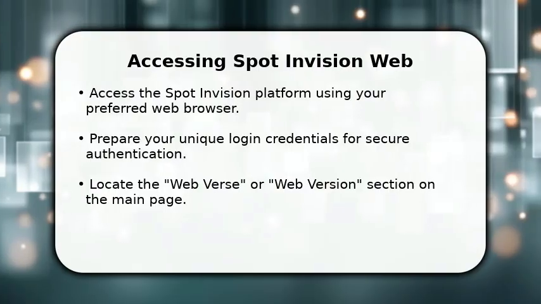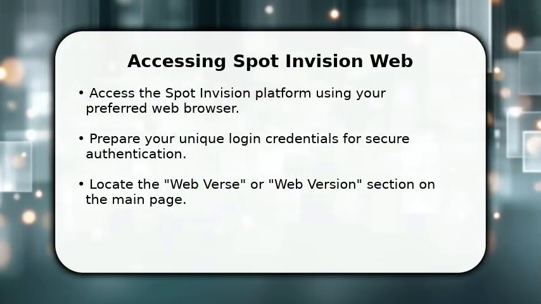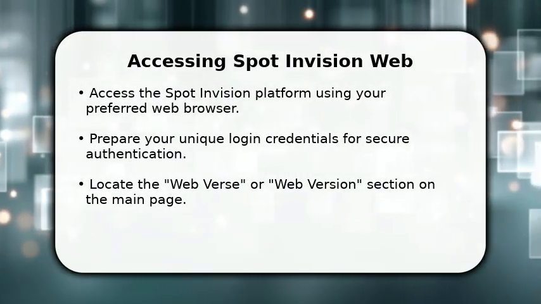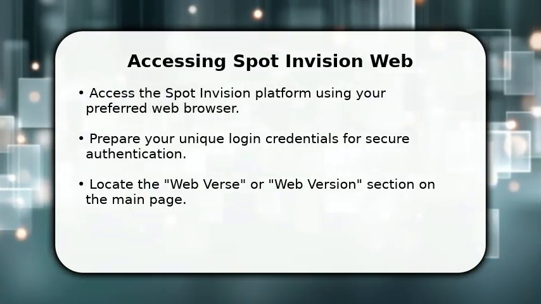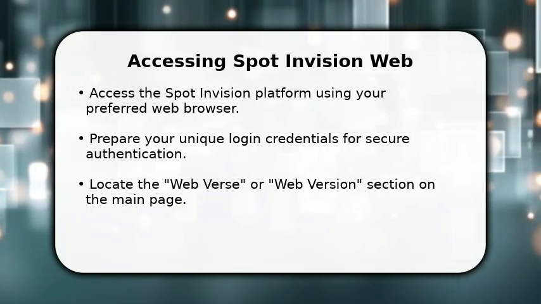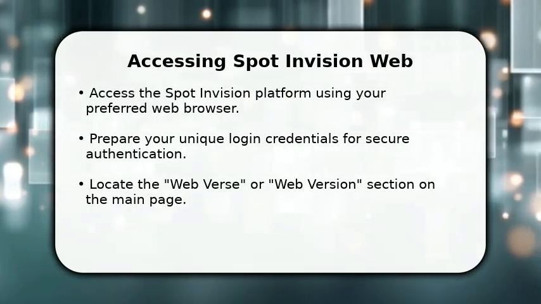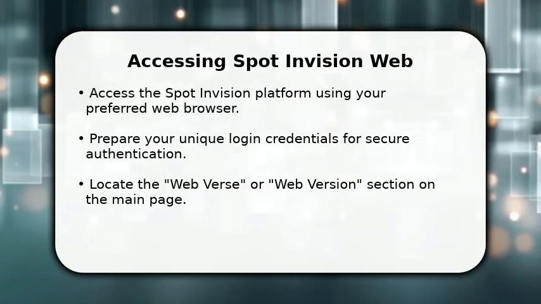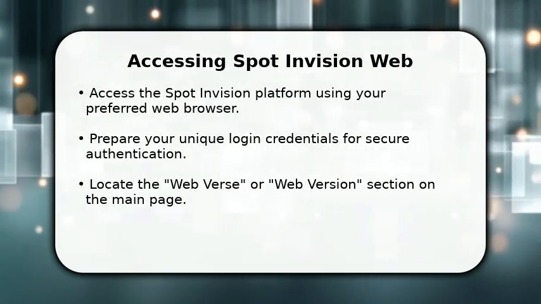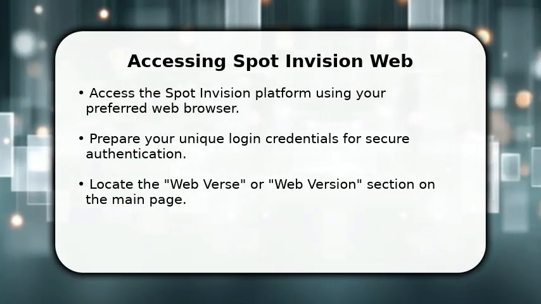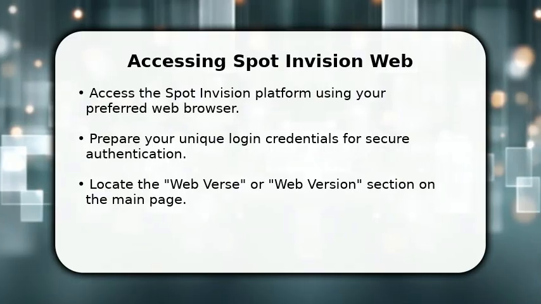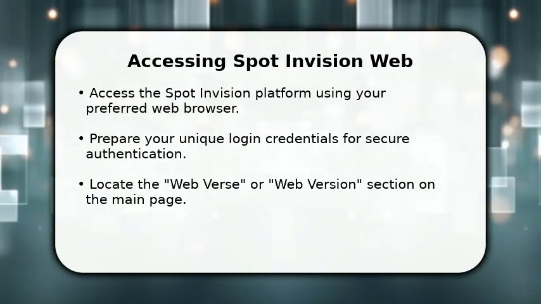In this video, I will explain how to get Spot Envision's WebVerse. First, open your web browser and navigate to the official Spot Envision website. You'll need your username and password ready to log in securely. Once authenticated, look for a clear link or button, often labeled WebVerse or Launch Web Version, to access the online interface. This initial step ensures you're on the right track to begin using the platform's web capabilities.